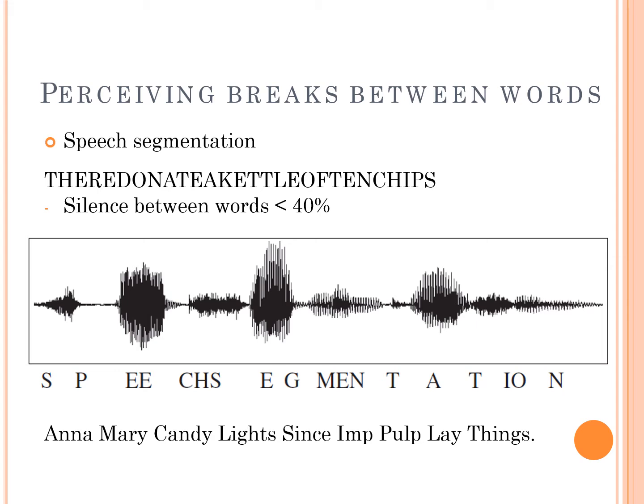And I am putting this back up there. I was talking about it before as context and how do we understand our speech stream. But if you tried to figure this out, some of you probably did. The sentence at the very top there under speech segmentation is, "The red on a tea kettle often chips." Don't know if you figured that out.